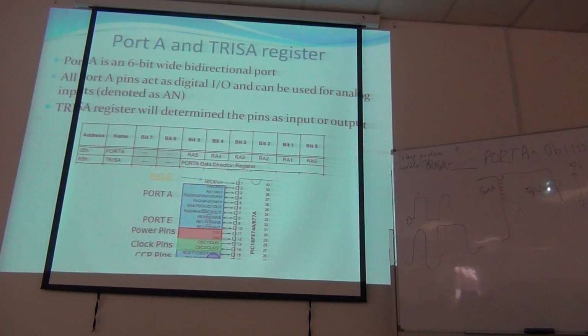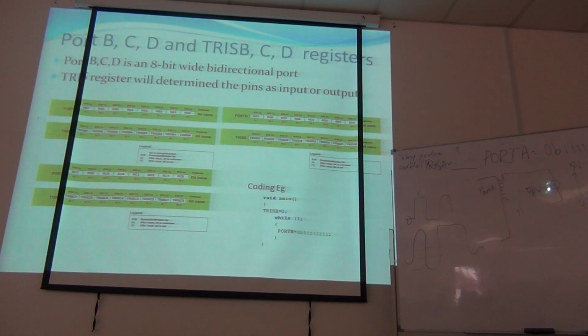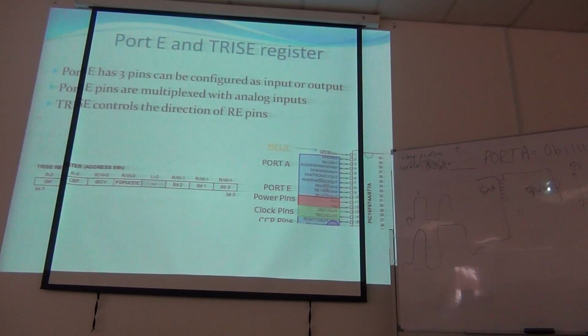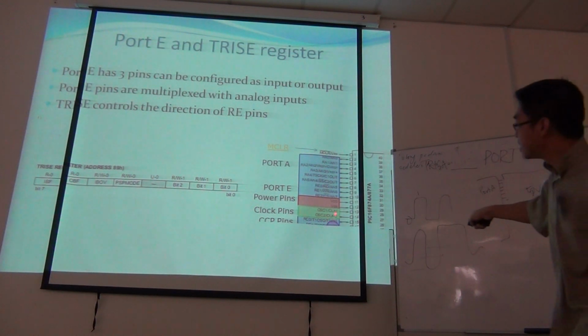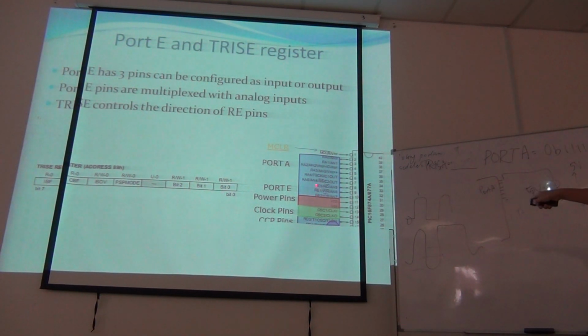Okay? Right. Now go further. This is about the TRIS and this is the whole register that we just talked about. And port E. Another special one is port E. Port E has only 3 pins that can be configured as input and output. You can see port E somewhere over here. Only this one.